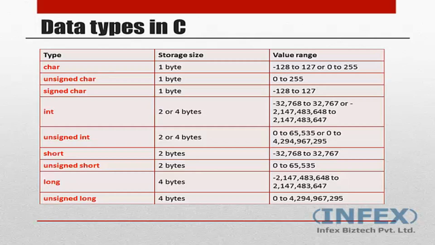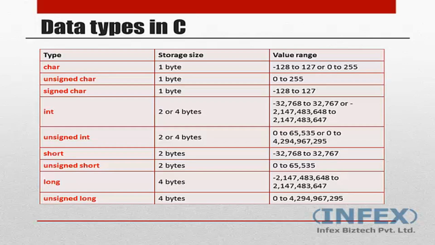The same with unsigned integer, but its range is 0 to 65,535, or if it is 4 bytes, its range is 0 to 4,294,967,295. Short is 2 bytes, and if it is signed, then its range is -32,768 to 32,767, and if it is unsigned, then its range is 0 to 65,535, and the same case with long.